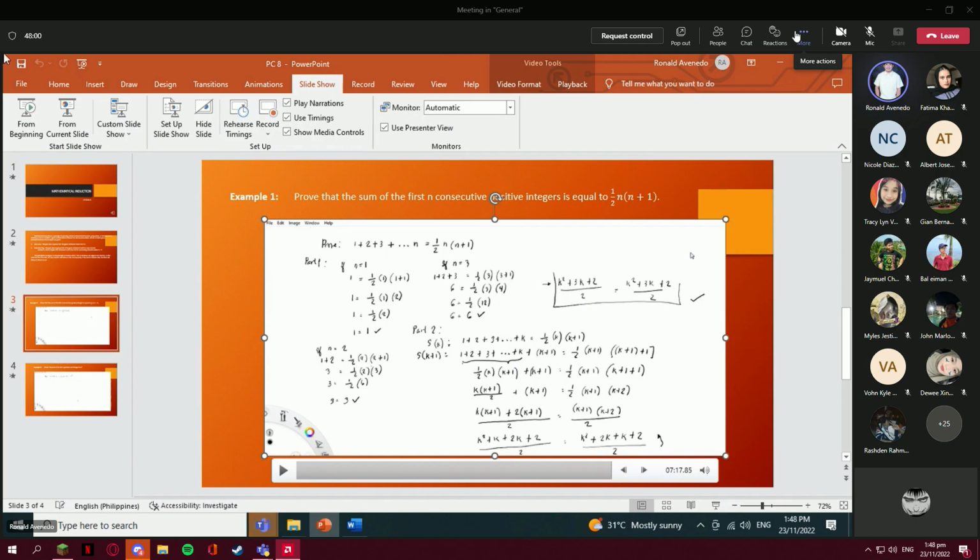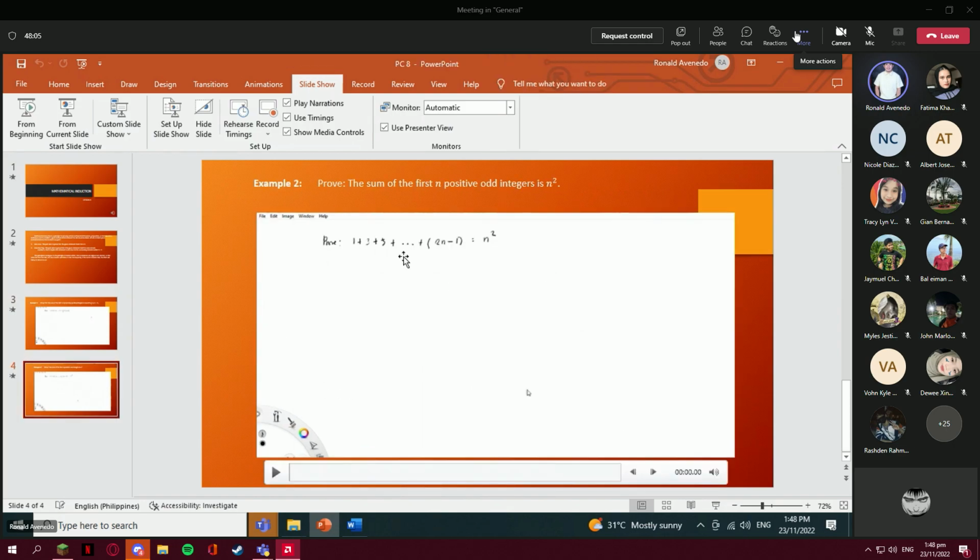Tomorrow we'll have the follow-up session. Then we will discuss the sum of positive odd integers.